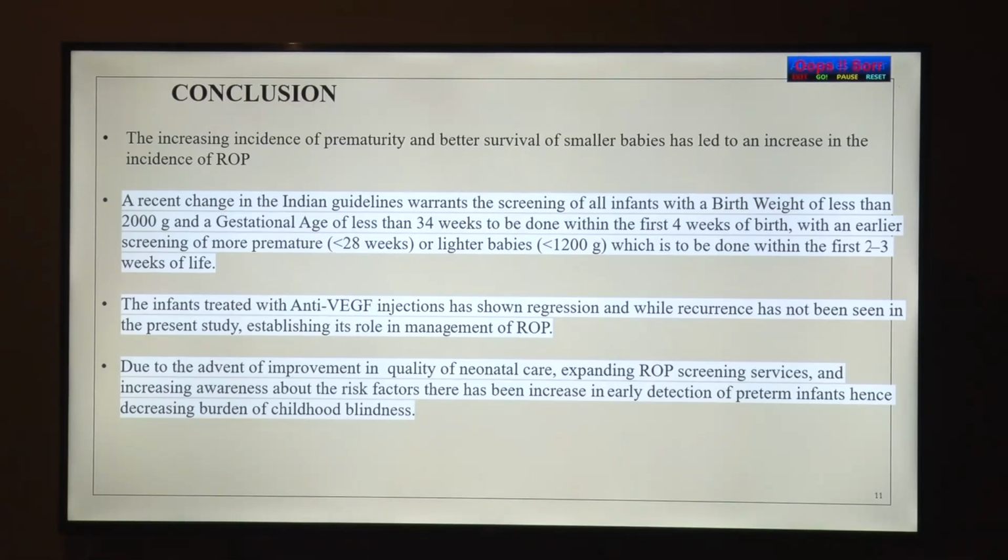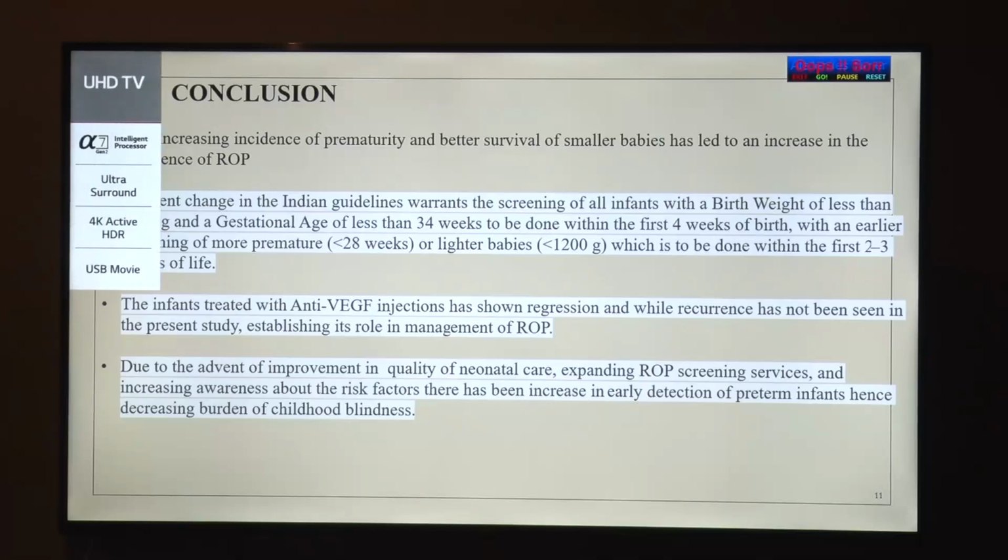Usually to be done within the first 2 to 3 weeks of life. And all the infants which were treated with anti-VEGF injections showed regression, and recurrence was not seen in most of the cases, which establishes the role of anti-VEGF injections in the management of ROP.